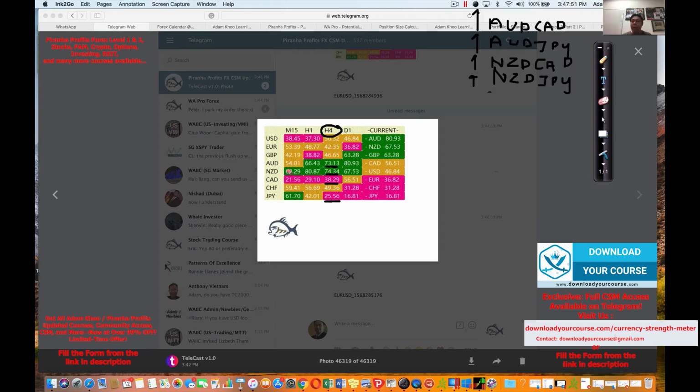And from the CSM, I then know what are the pairs to watch for, right? Because these pairs are going to be the strongest buying versus the weakest selling. Okay, so it makes sense to look at these pairs.